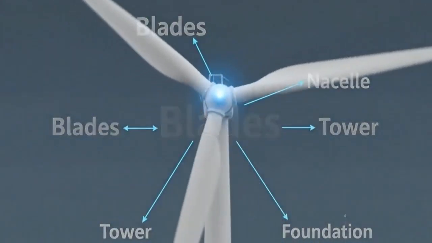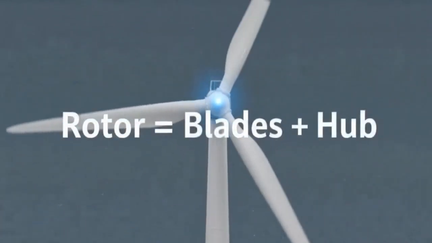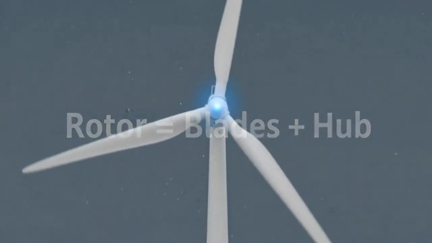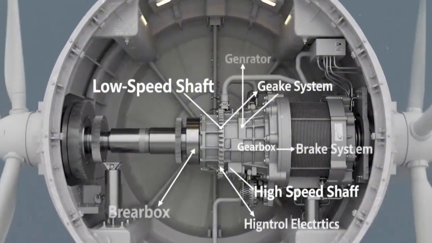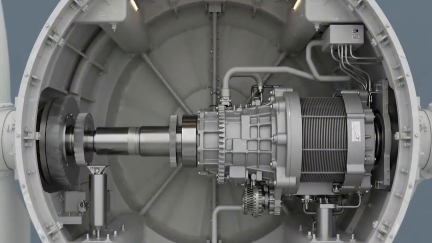A complete turbine includes blades, a hub, a nacelle, a tower, and a foundation, and every part has a purpose. The rotor is the rotating front section, made of three large blades connected to the central hub. Inside the nacelle is the machine room, where rotation from the blades is processed before becoming electricity.